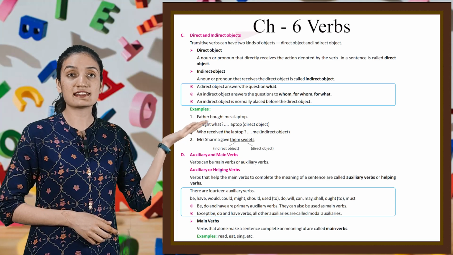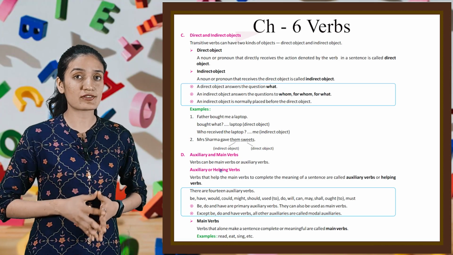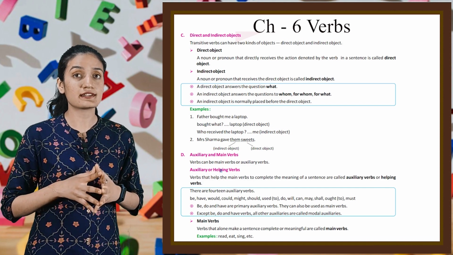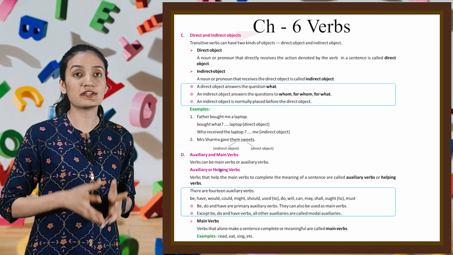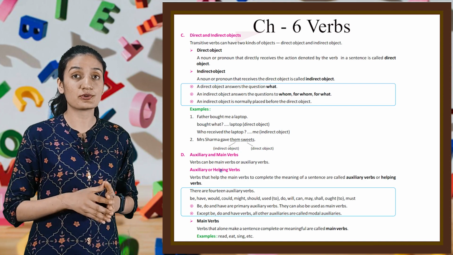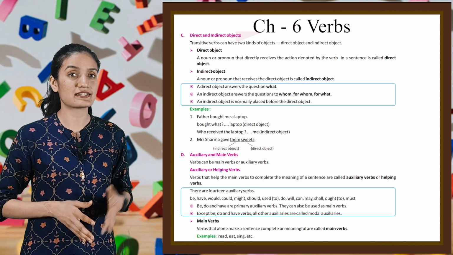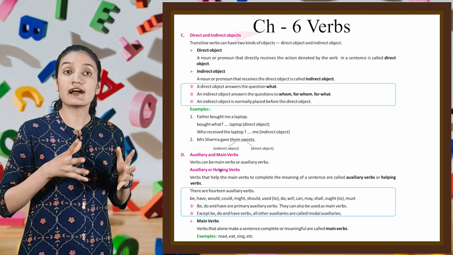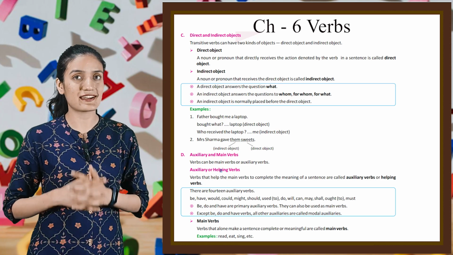Now, direct and indirect objects. Transitive verbs can have two kinds of objects. Direct object and indirect object. Direct object: a noun or pronoun that directly receives the action denoted by the verb in a sentence is called a direct object. Now, indirect object. A noun or pronoun that receives the direct object is called an indirect object.